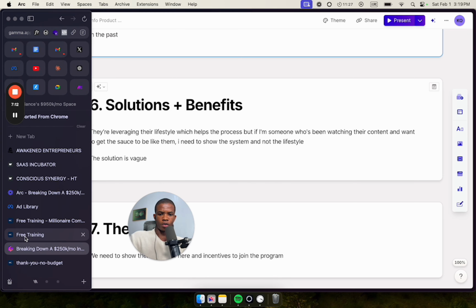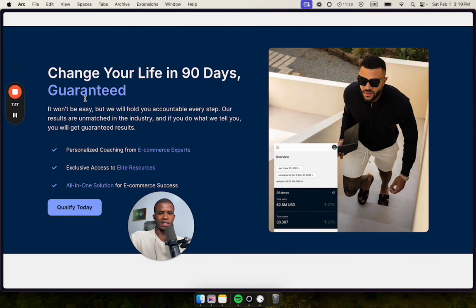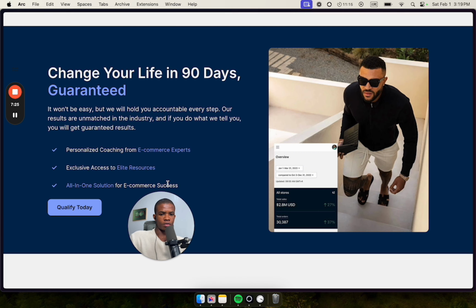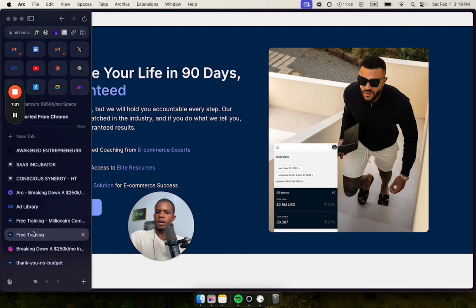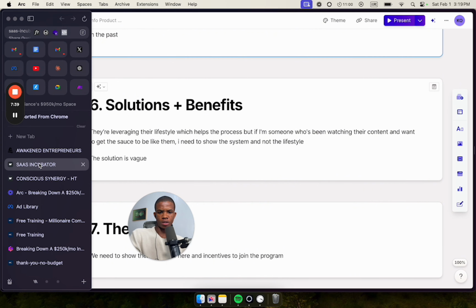So right here, if you look at this page, he's really just leveraging, there isn't much here, right? Change your life in 90 days guaranteed, right? It won't be easy, but we will hold you accountable on every step of the way. And we have a picture of him, $2.8 million, him with a laptop, obviously looking good. Now, the problem with this section is it isn't bad at all. And this section could actually be very useful for something like a story section. And I'm going to show you an example here real quick.